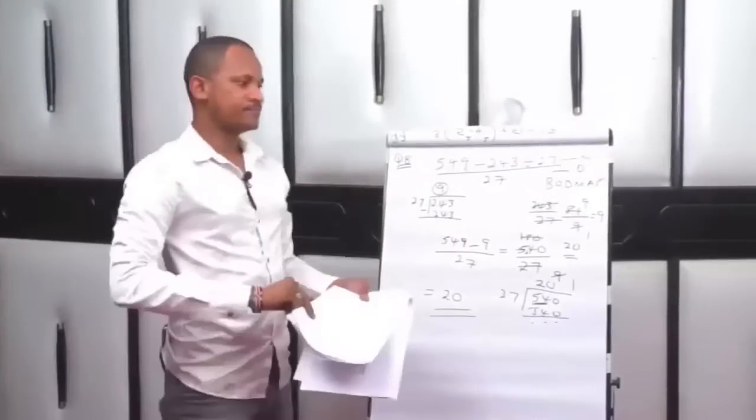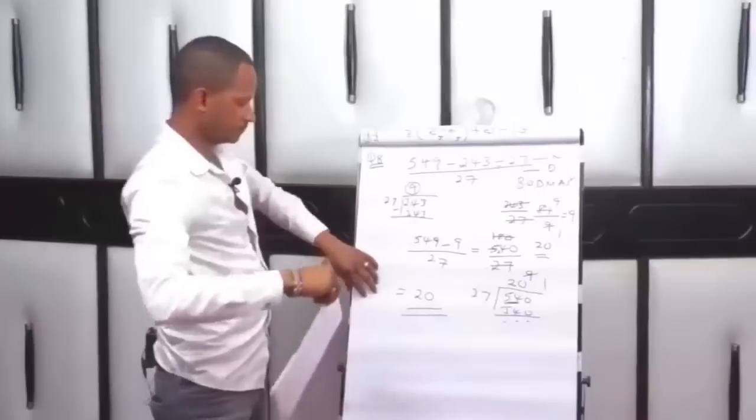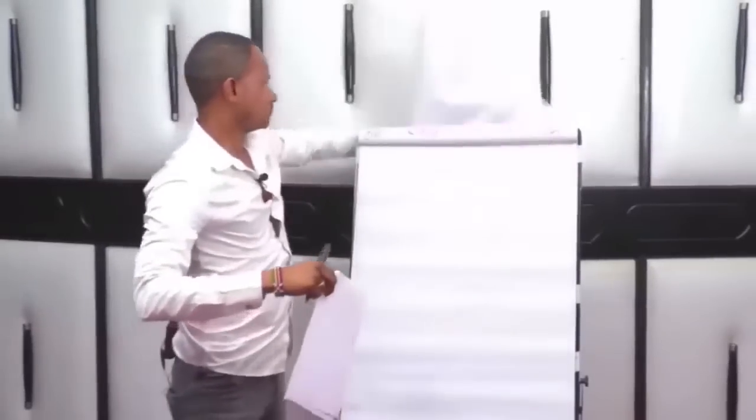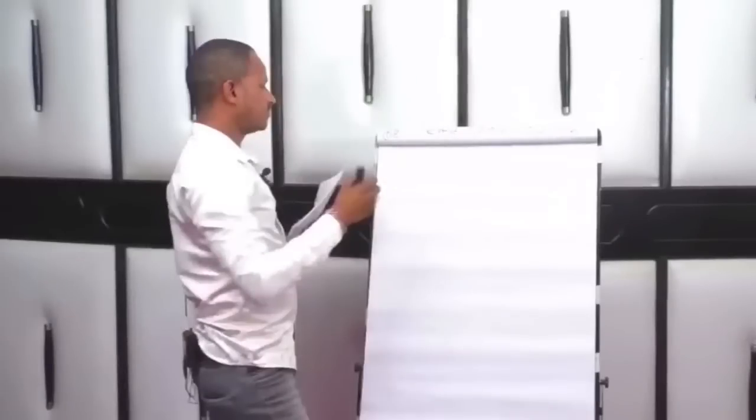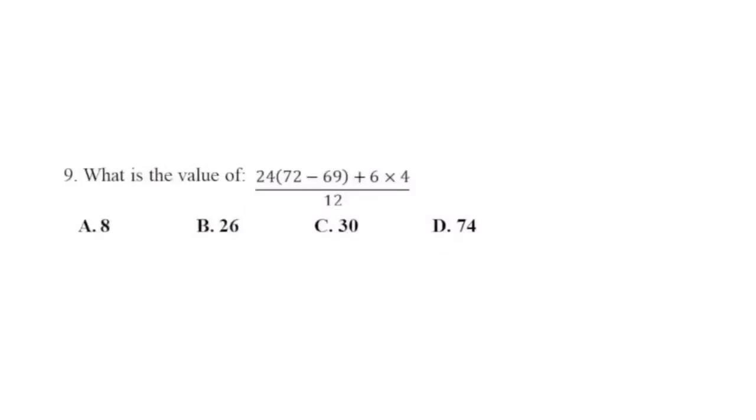Question 9. What is the value of 24 into 72 minus 69 plus 6 times 4 divided by 12. So class, apply BODMAS.